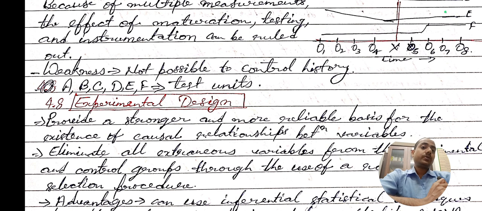So weakness: history is not possible to control. So that's why it may be possible that a particular event generally occurs at one particular moment of time. So that's why history we cannot control.